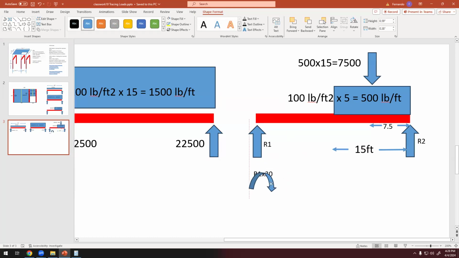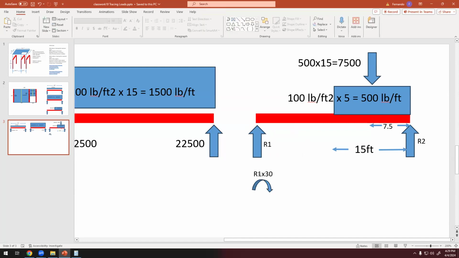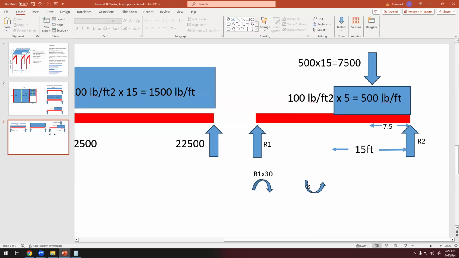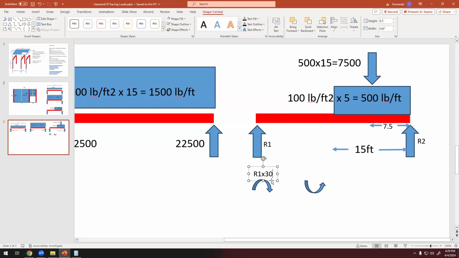So this one is moving this clockwise. Okay, so R1, it's moving the beam around this point clockwise. The resultant is moving this counterclockwise. Okay. So there's another force moving this counterclockwise in this direction. And what is that value?